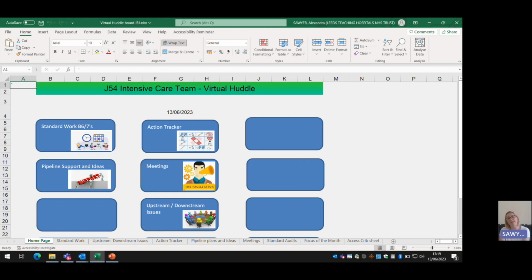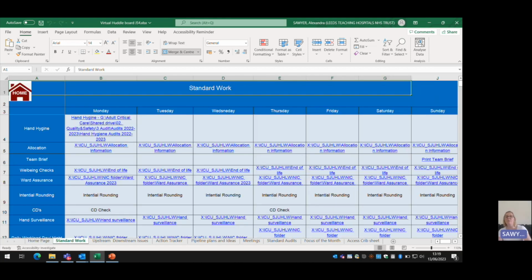It's got standard work on there. It's got upstream, downstream. It's all hyperlinked, and it'll take you to the next screen. So it's quite lean. It uses standard work and upstream, downstream. So this is problems that are going on the unit. This is the standard work, so this has got the hyperlinks on.